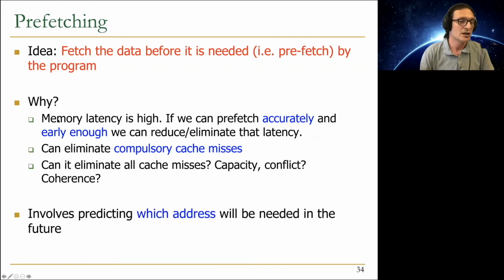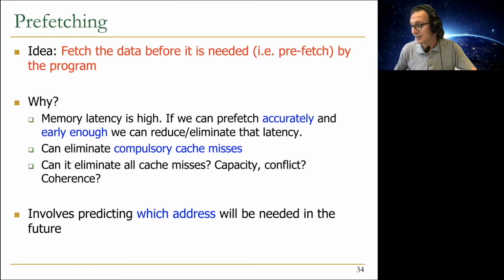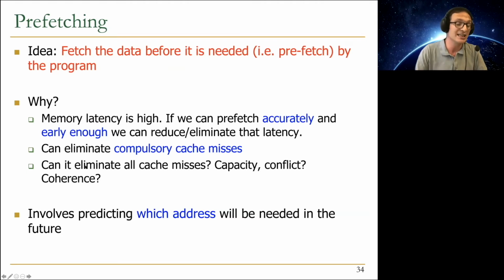But of course, for it to work well, it involves predicting which address will be needed in the future. And you have to do this well. If you don't do this well, then you may be generating a lot of unnecessary requests, which may destroy both your performance and energy efficiency because you're wasting bandwidth. And you're also bringing data into potentially caches or buffers that may be used for other blocks that may be more useful, right?